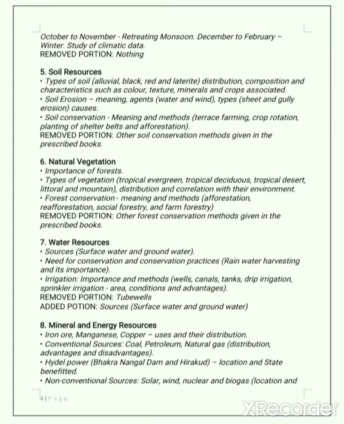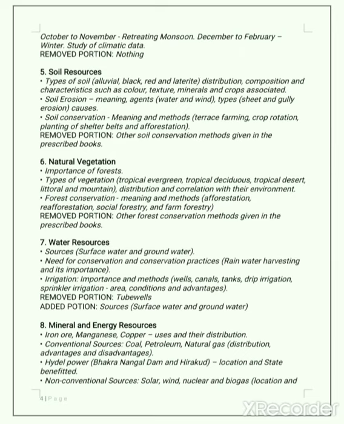Okay, and you are also required to know the causes of soil erosion. Next point is soil conservation. You should know the meaning of soil conservation, and only these methods of soil conservation should be done: terrace farming, crop rotation, planting of shelter belts and afforestation. Other soil conservation methods given in the prescribed books are not there in this reduced syllabus. Okay, so you need not do them.